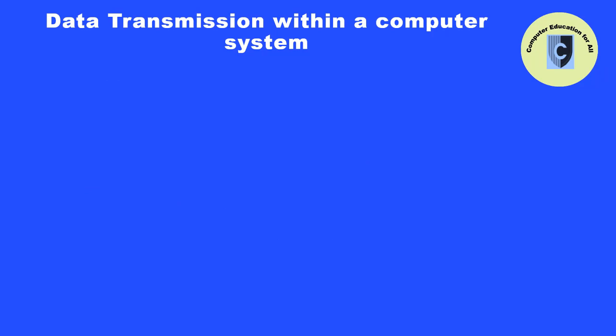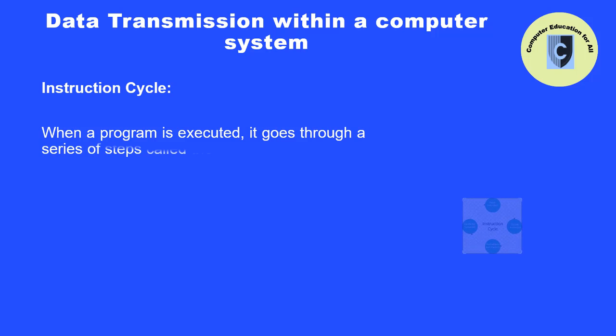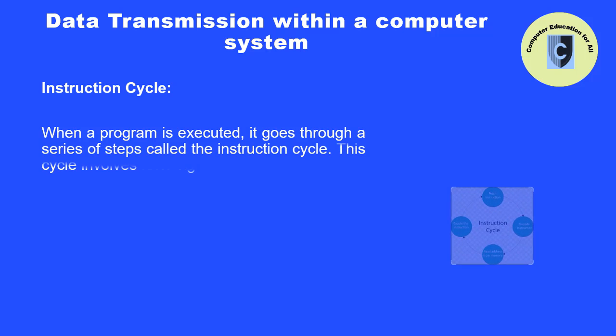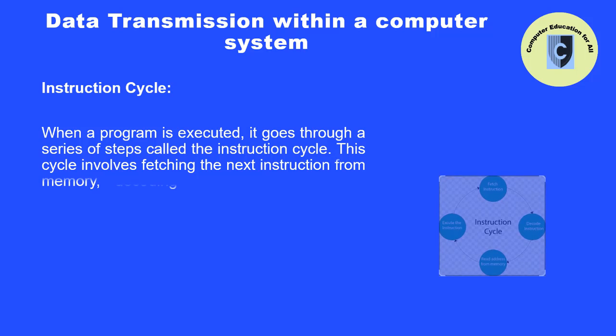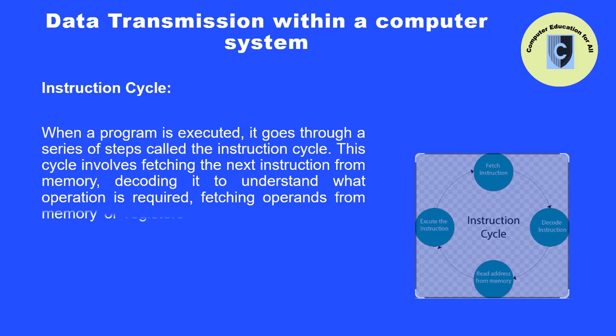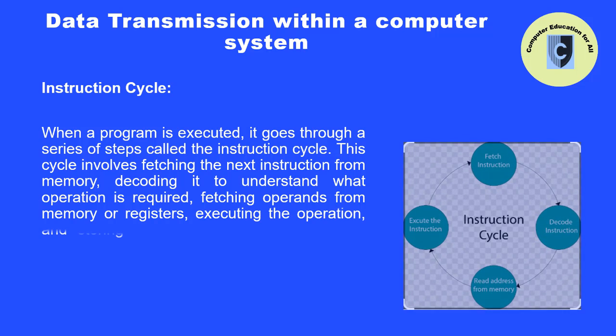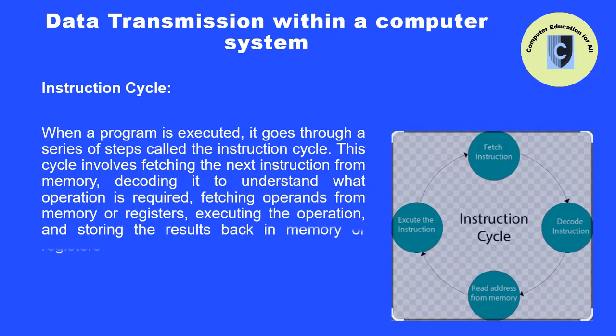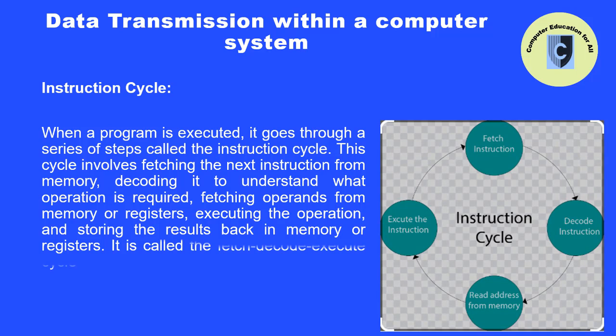Instruction cycle. When a program is executed, it goes through a series of steps called the instruction cycle. This cycle involves fetching the next instruction from memory, decoding it to understand what operation is required, fetching operands from memory or registers, executing the operation, and storing the results back in memory or registers. It is called the fetch, decode, execute cycle.